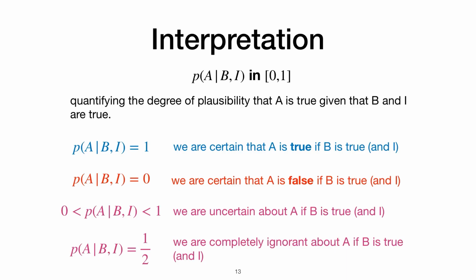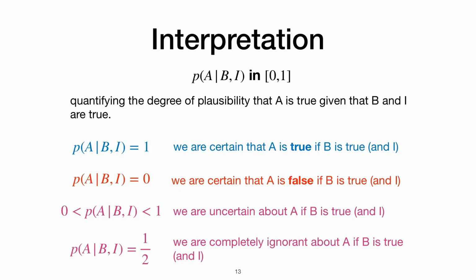And whenever you see this number being exactly 1, this means that you are absolutely certain that A is true if B is true. This is like logic, where you know that B implies A. So A follows naturally from B no matter what. If B is true, A is going to be true. This is what the first statement in the blue says.